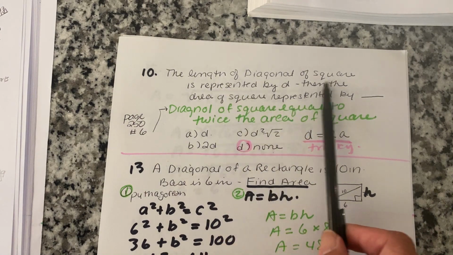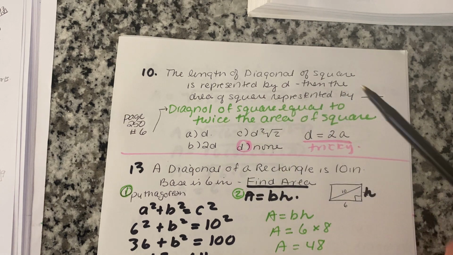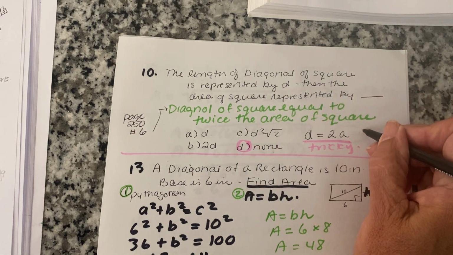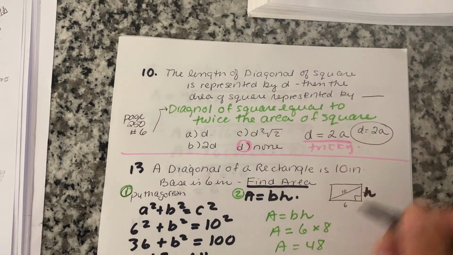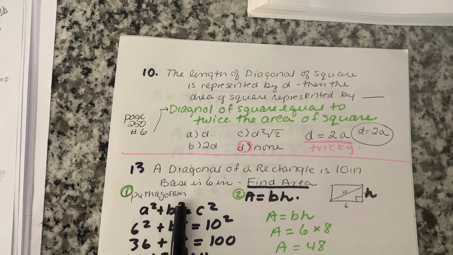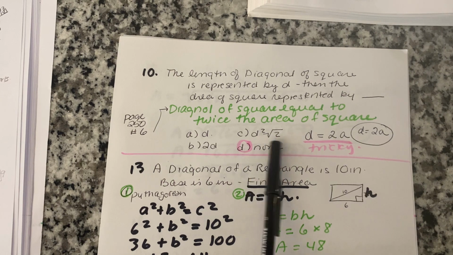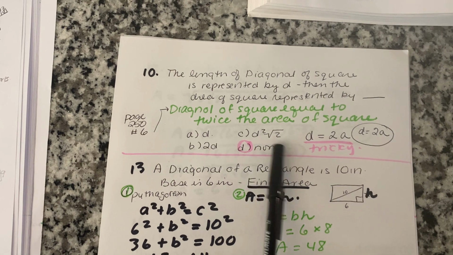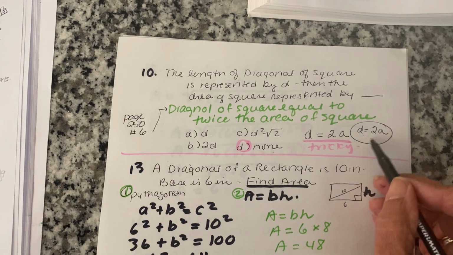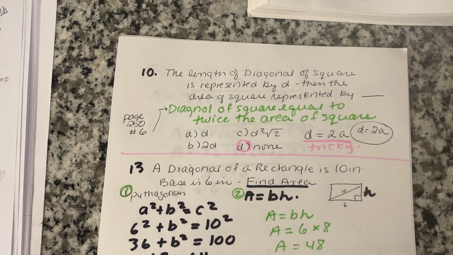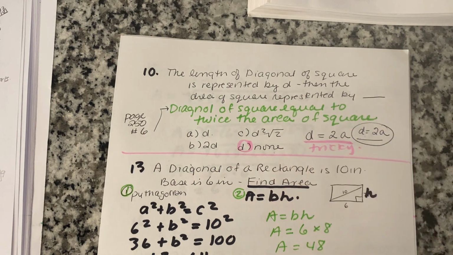So if the length of the diagonal of a square is represented by D, then the area of the square is going to be represented by what? D equals twice the area. It's not going to be D, and it's not 2D. It's 2 times the area. It's not going to be anything with a square root, that's for sure. So it's none of these, because D equals 2A doesn't look like any of those answers. That's kind of a tricky one, because you think it'd be one of them, but it's twice the area of the square.